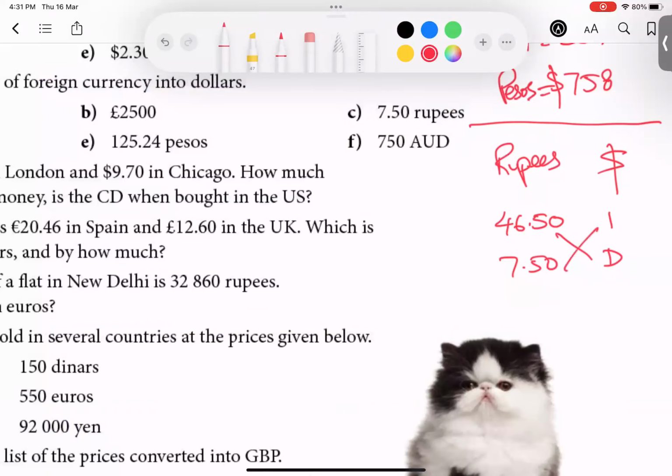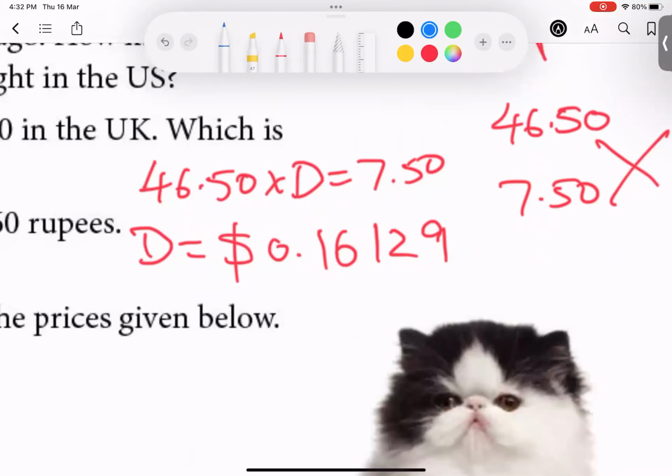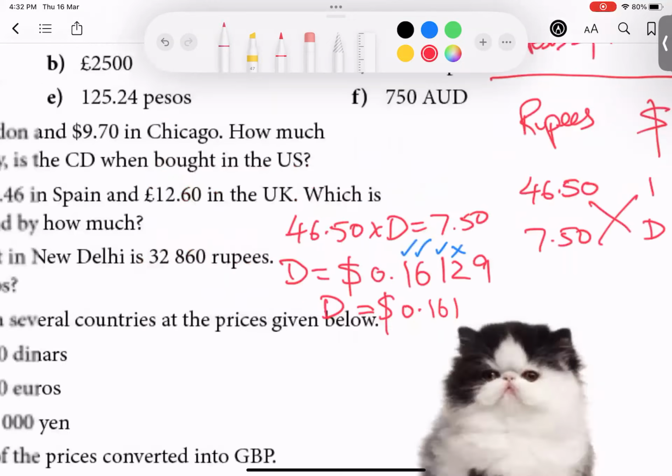So cross multiply. 46.50 times D equals 7.50. And I can find it from here by dividing 7.5 by 46.5. The answer is coming $0.16129. But when we write this kind of thing, we always write 3 significant figures, so I don't want it bigger. So the answer is 0.161.